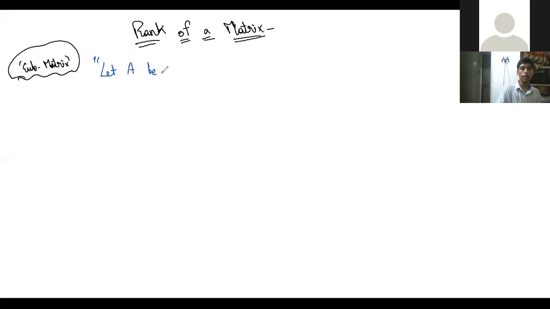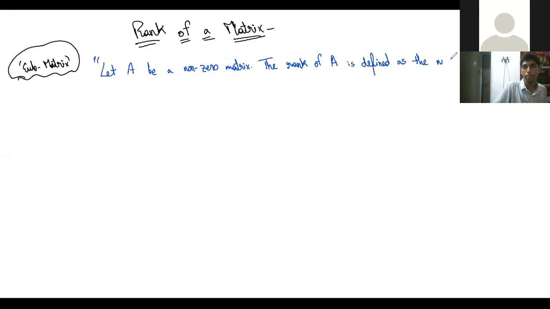Let A be a non-zero matrix. The rank of A is defined as the maximum of the order of non-singular square submatrices of A.